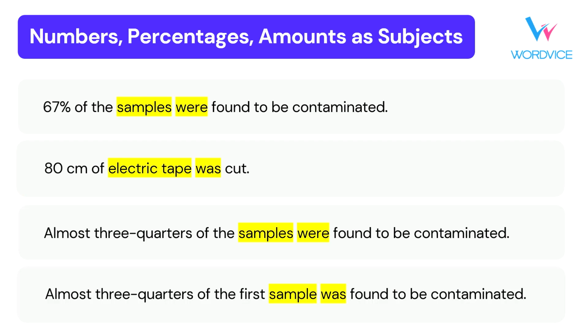Sometimes the subject of a sentence may be a number or quantity. This is particularly common in academic writing since numerical values are typically important to scientific research. The verb form that should be used with numerical subjects depends on what the number is referring to. 67% is referring to the samples, which is plural. Therefore, it should be used with the plural verb were. 80 centimeters, on the other hand, refers to electrical tape, which is singular and thus should be used with the singular verb was. The same applies to subjects that are proportions.